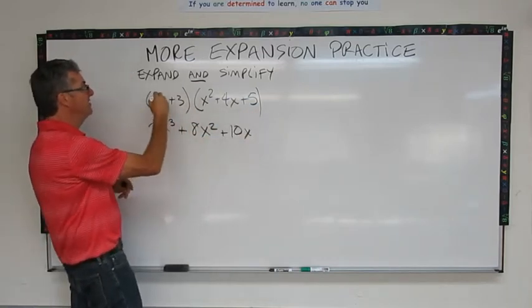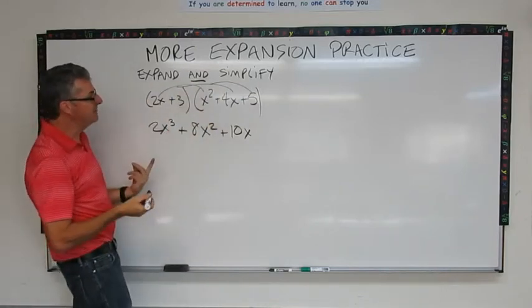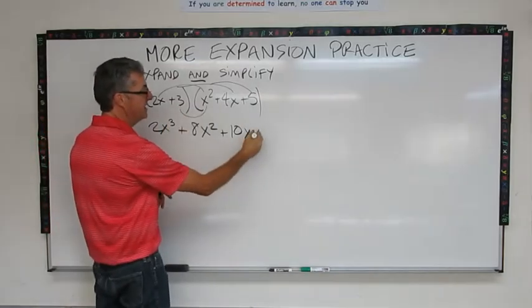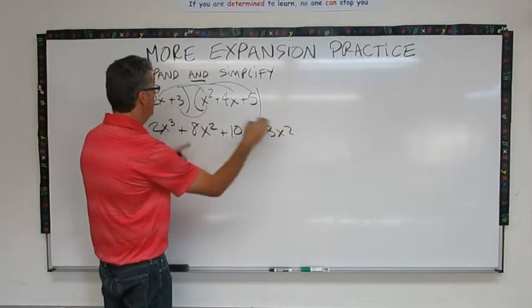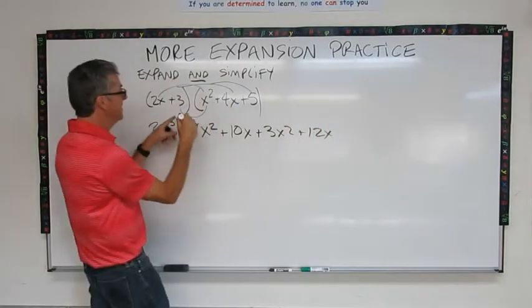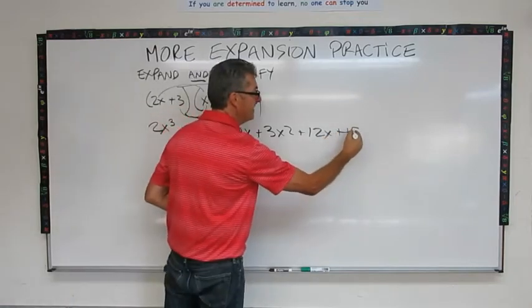Some people like to do this: 1, 2, 3, like a rainbow, to kind of keep track. So let's do that this way. 3 times x squared gives us 3x squared. 3 times 4x gives us 12x. And lastly, 3 times 5 gives us 15.